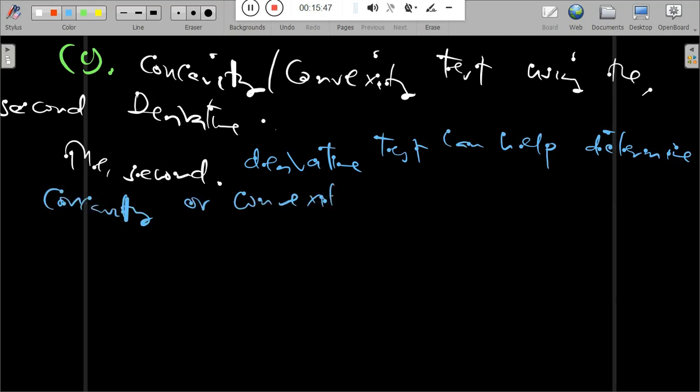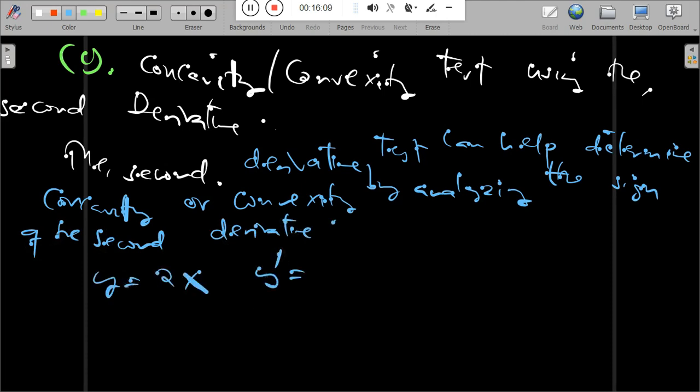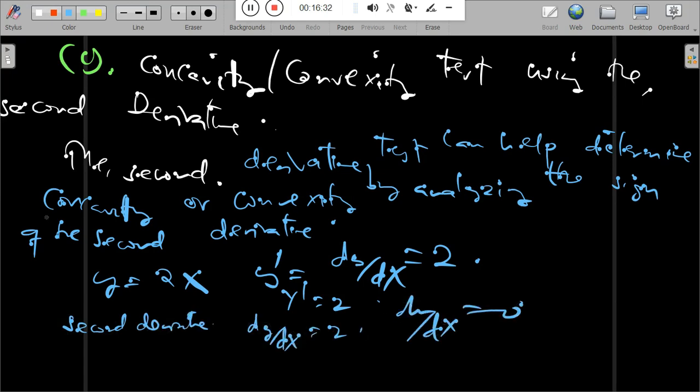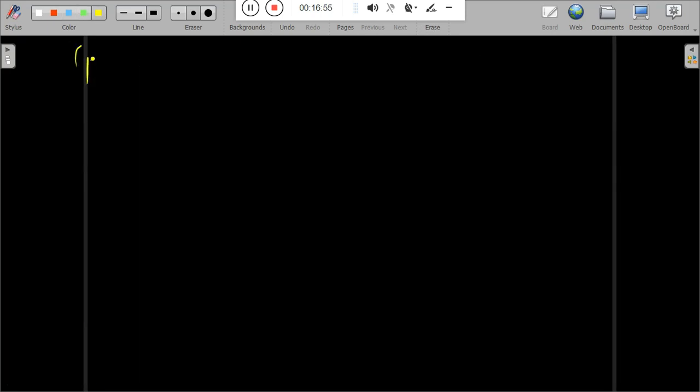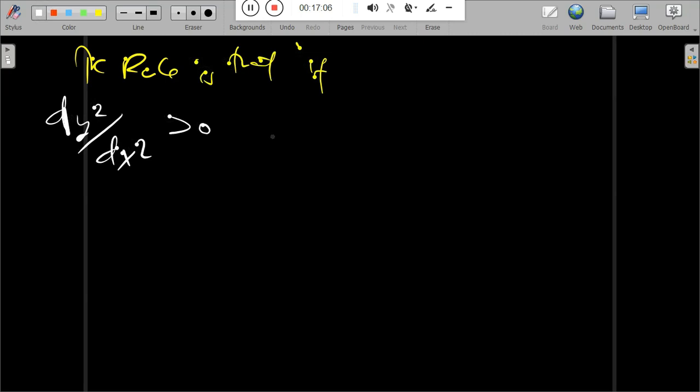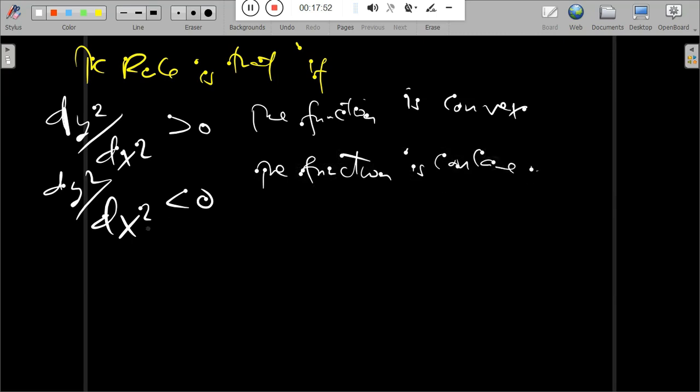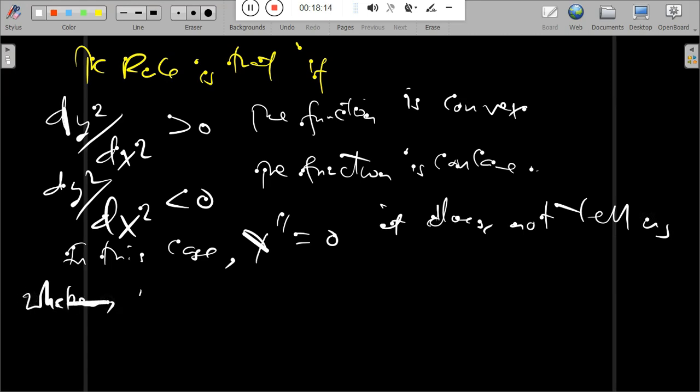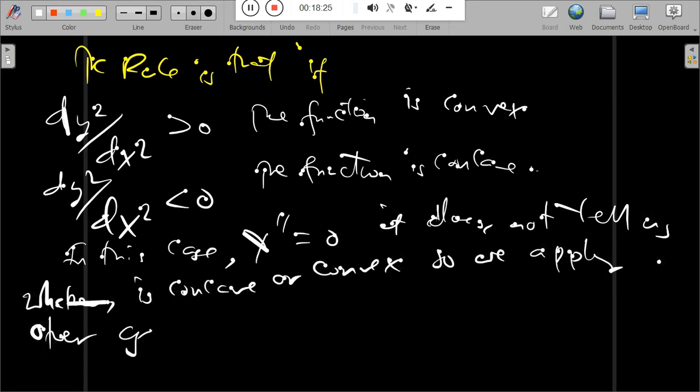We now need to do the concavity or convexity test using the second order derivative test. The second derivative test can determine concavity or convexity by analyzing the sign of the second derivative. For y is equal to 2x, the first order derivative gives 2, but the second order derivative gives 0. Convexity is proved where the second order derivative, d squared y over dx squared, is greater than 0, meaning the function is convex. And if the second order derivative is less than 0, that proves concavity.